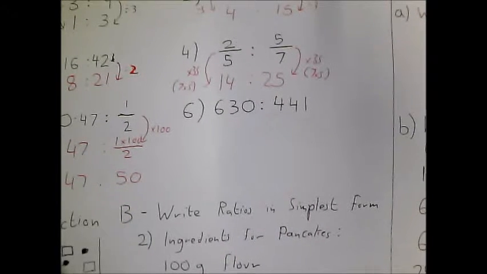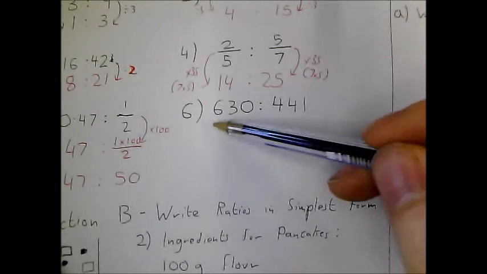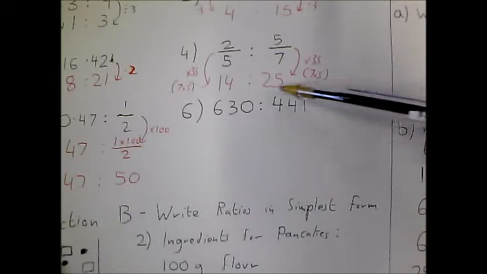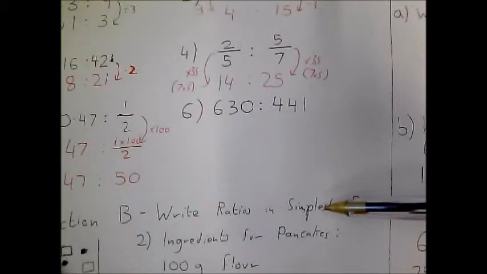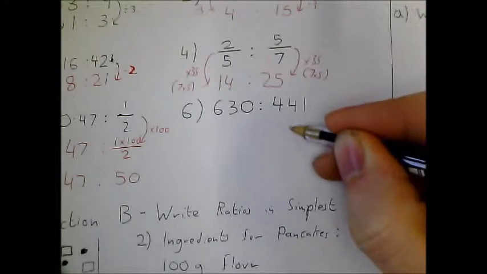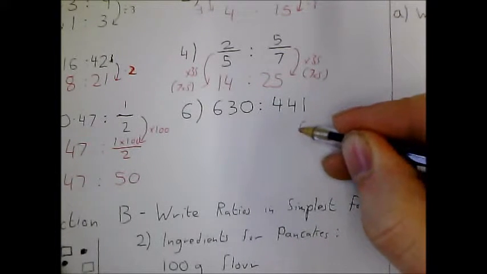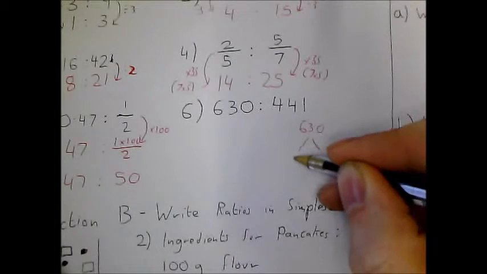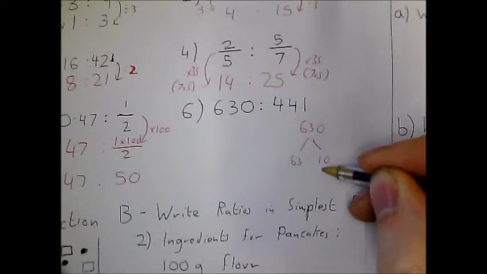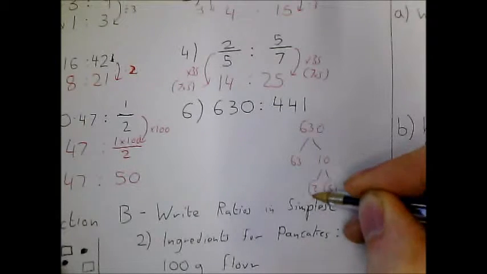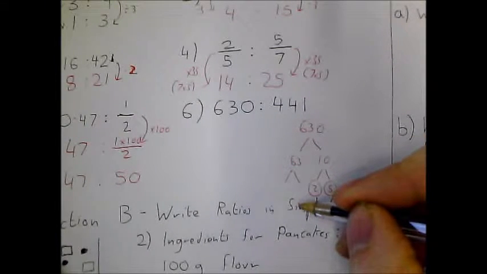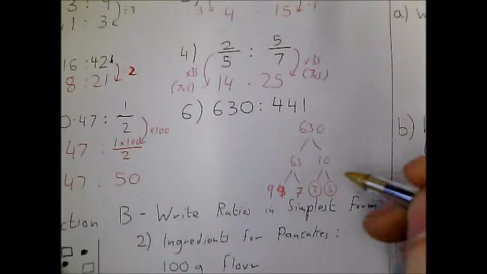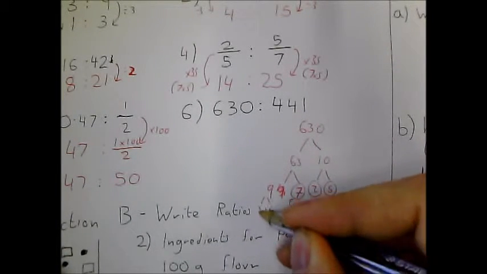Now this one looks much more challenging, doesn't it? I have to think about that a second for myself, and I can't immediately see what factors are going to go into it. So what we're going to have to do here is find our prime factors for 630 and 441, and that'll tell us what the highest common factor is. So let's do this here. 630 could be broken down into 63 and 10, and then 2 and 5, and that can be broken down into 9 and 7, and then 3 and 3.